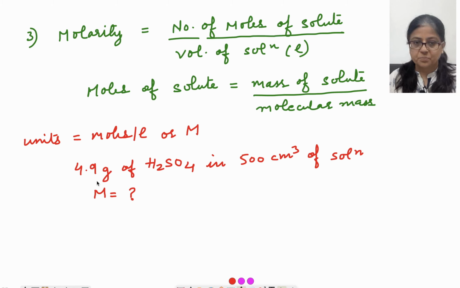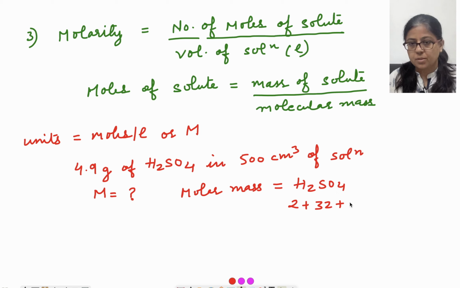First of all, to calculate molarity, what we need is the number of moles of solute. To make the number of moles of solute, we have to divide the mass of the solute by its molecular mass. The mass of the solute is already given here. We have to calculate the molecular mass of the solute, which is H2SO4. So what is the molar mass of H2SO4? See, it is equal to 2 plus 32 plus 64, 16 into 4, 64.